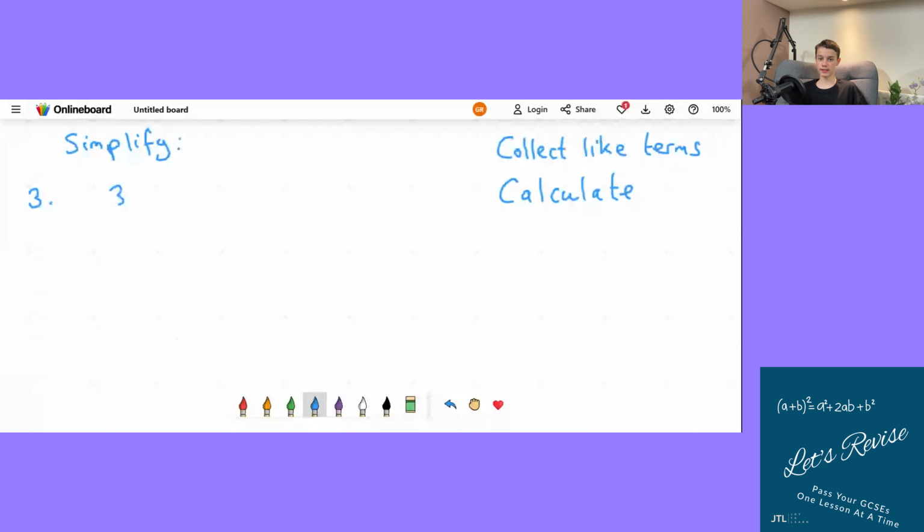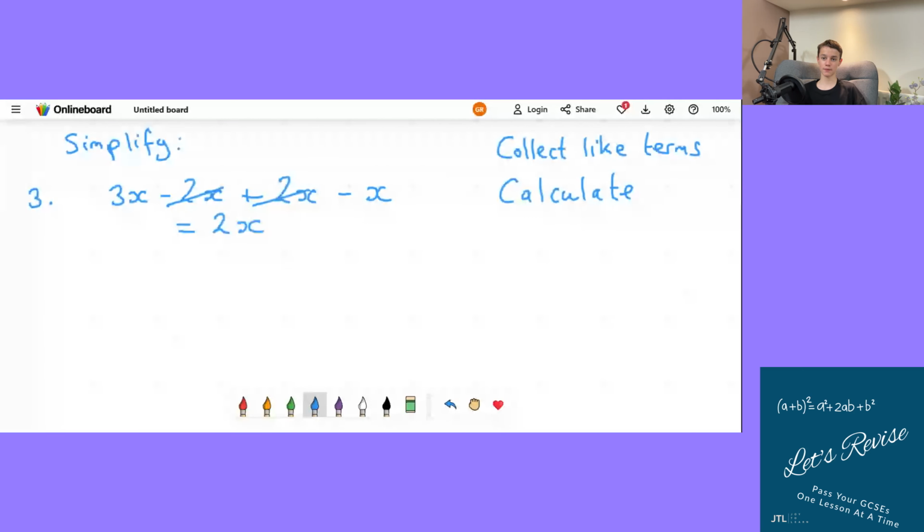At the start of all of these questions, there will usually be a simplify at the beginning. So as we've got question number 3 here, simplify 3x minus 2x plus 2x minus x. Now, this one, you can skip a step because minus 2x and plus 2x cancel each other out, so you can basically eliminate those from the expression. So you're left with 3x minus x. 3 minus 1 is 2.